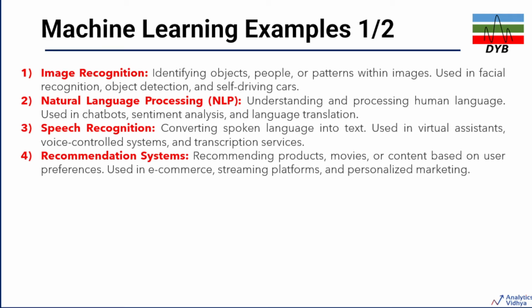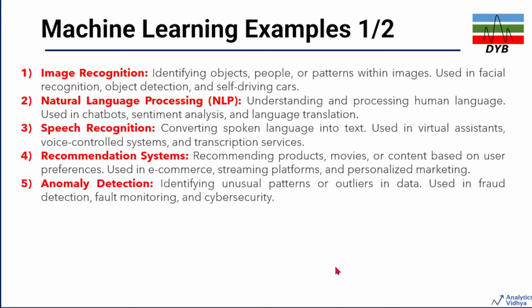Recommendation systems for products, movies, and content are similar to AI, and we have them in machine learning as well. They are used in e-commerce, streaming platforms, and personalized marketing. Anomaly detection identifies unusual patterns or outliers in the data, and is used in fraud detection, fraud monitoring, and cyber security.